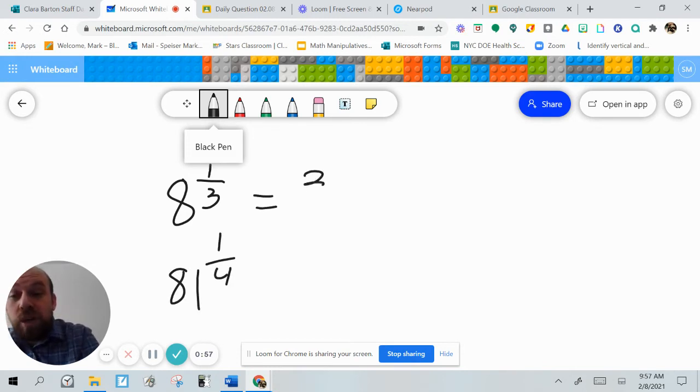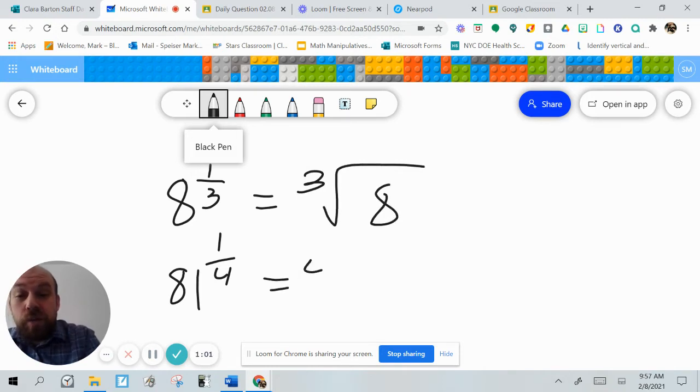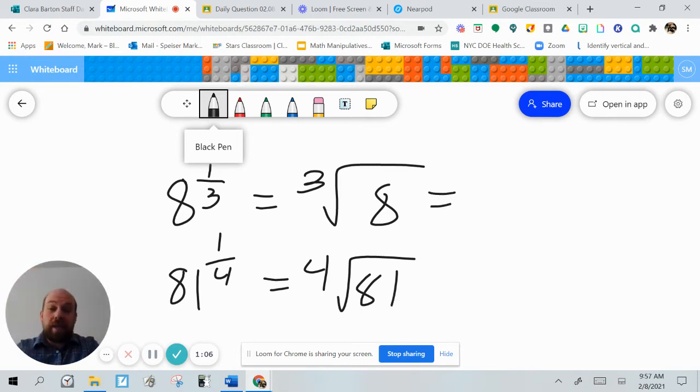So 1/3 is asking me what number times itself 3 times gives me 8, or what number, in this case 4 times, gives me 81. What number 3 times gives me 8 is 2. 4 times to give me 81 is 3. And you can go really big.